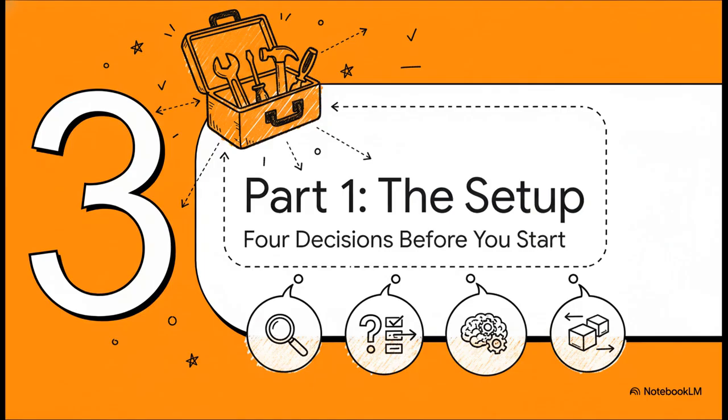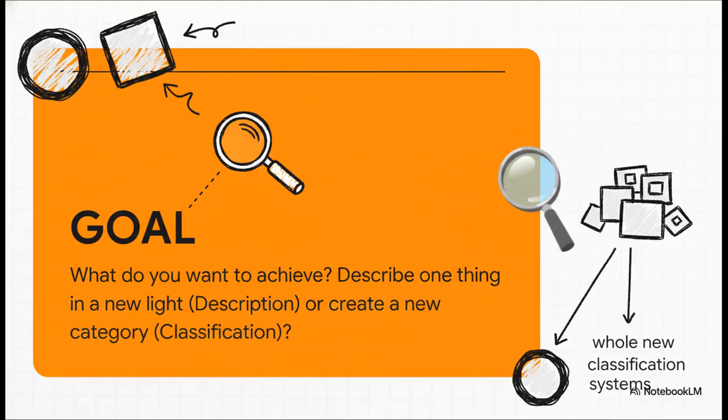All right, let's open up this toolkit, shall we? Part 1 is all about the setup, and this is absolutely crucial. This is the planning stage you have to do before you even start comparing anything. It all comes down to making 4 key decisions. First up, your goal. What are you actually trying to do here? Seriously, are you just trying to describe one thing in a new light by comparing it to something else? Or are you trying to do something bigger, like create a whole new category? This one choice is going to shape everything else you do.